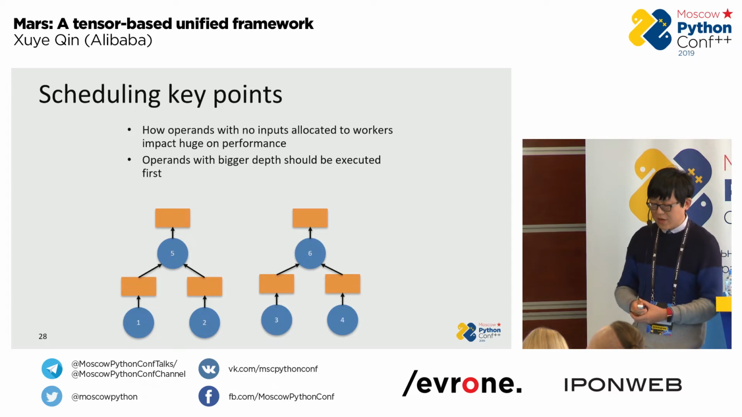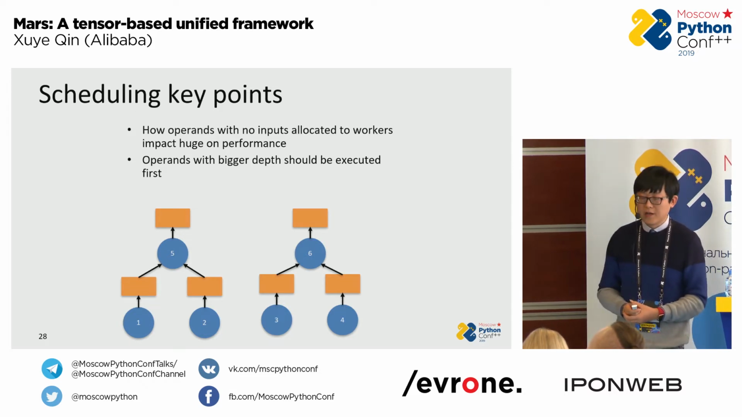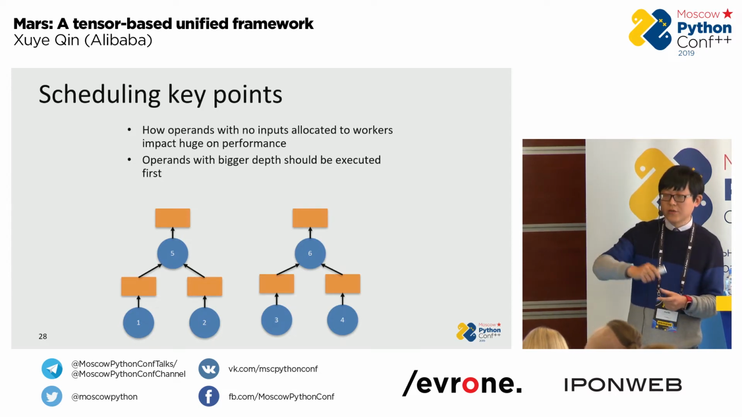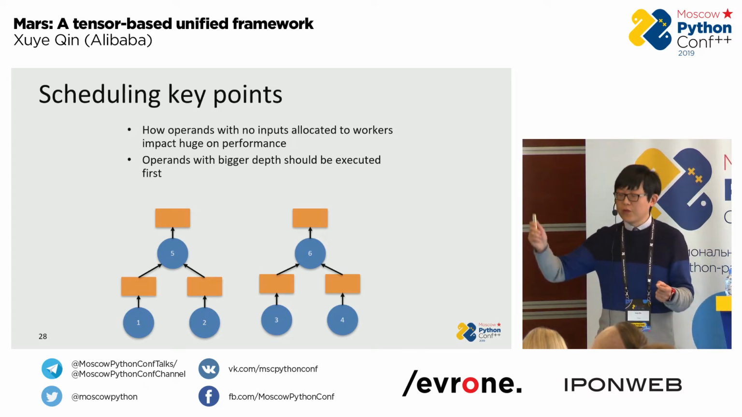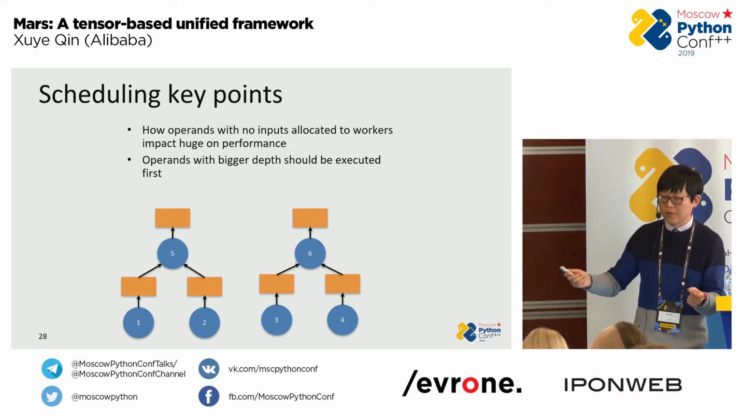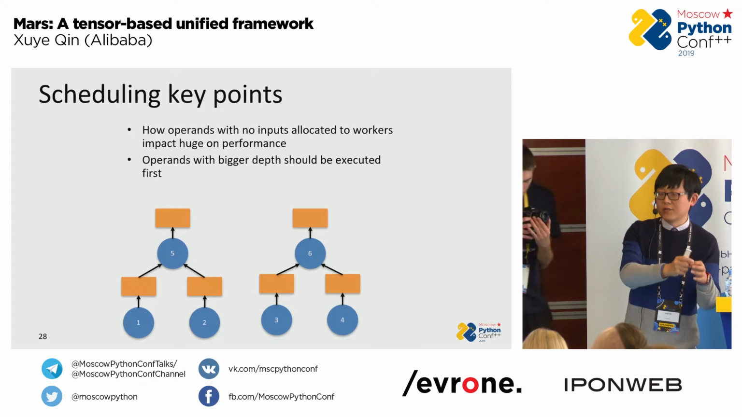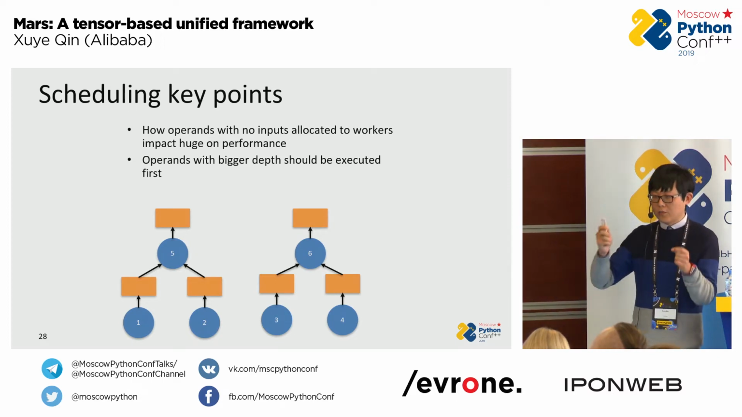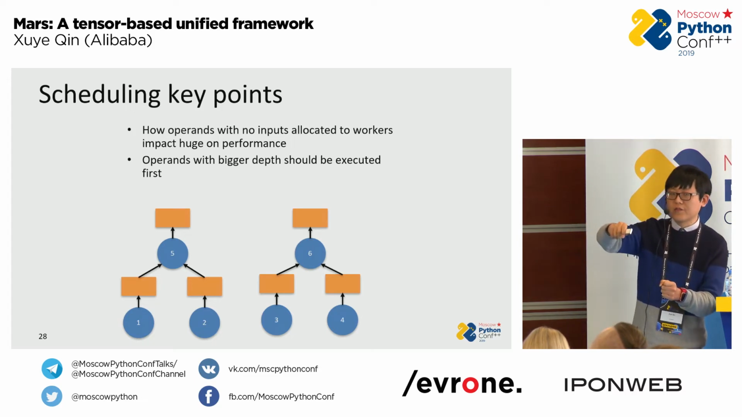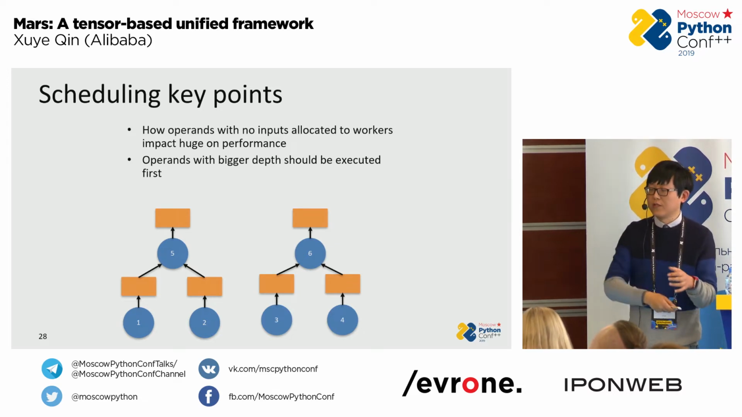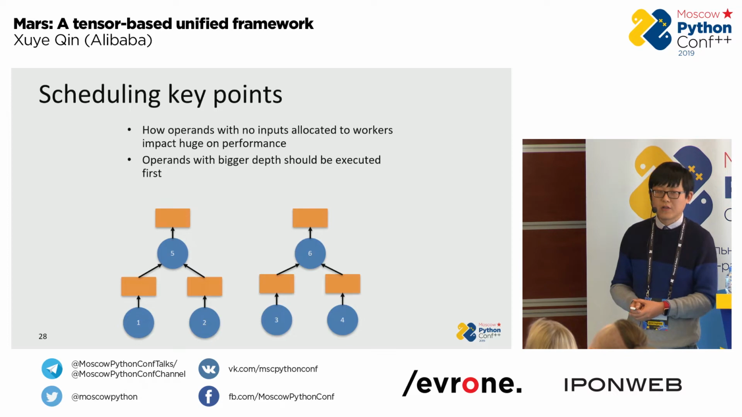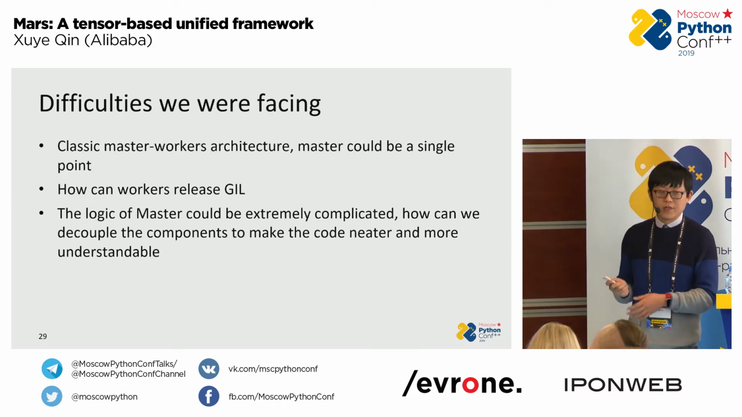And the second key point is that the operands with big depth should be executed first. Here we assume the same example, but we have only one worker. When we execute the 1st and the 2nd operand, if we then schedule the 3rd operand, the execution will not be efficient, because the 5th is not executed, and the memory generated by the 1st and the 2nd operand cannot be released, because the 5th needs them. So if we execute the 1st and the 2nd, and then schedule the 5th operand, it will be more efficient, because we can release the memory generated by the 1st and the 2nd operands. So the scheduling is really, really complicated in Mars, but these are the 2 basic key points that we can apply to make our scheduling more efficient.